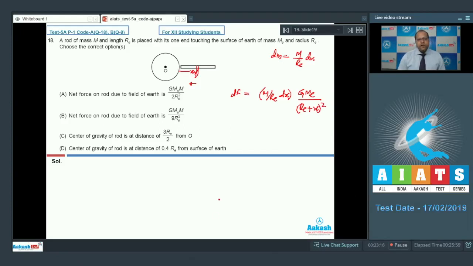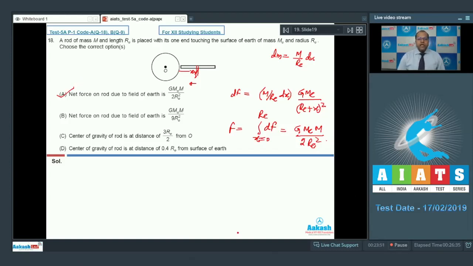Since the force on different elements will act in the same direction, we can calculate the net force experienced by the rod as the integration of dF, where x varies from 0 to the length of rod, that is Re. So if I integrate this, it comes out to be G Me m divided by 2 Re square. So option A is correct and B is wrong.